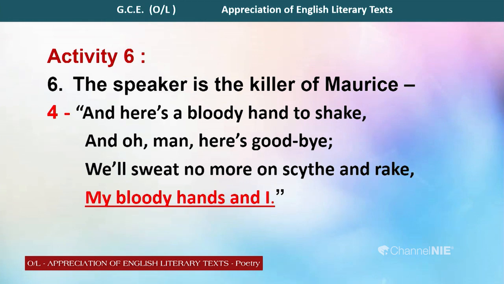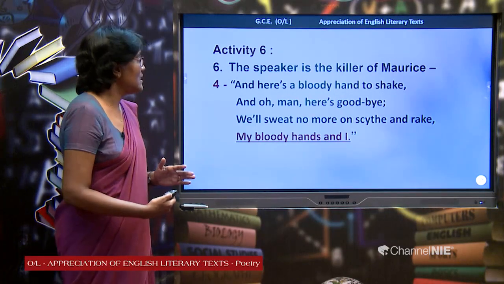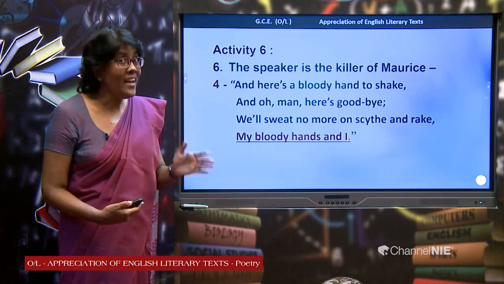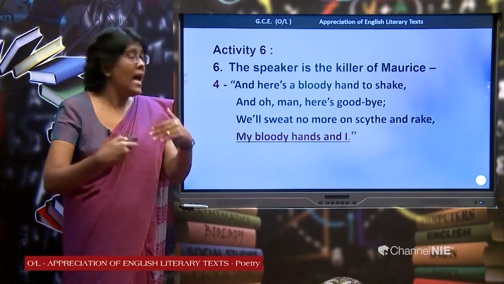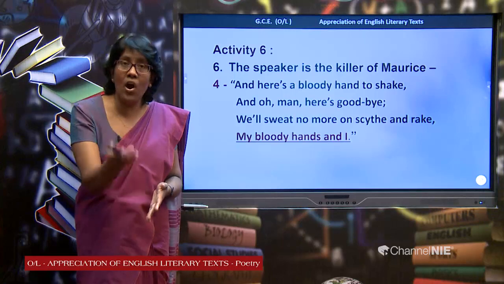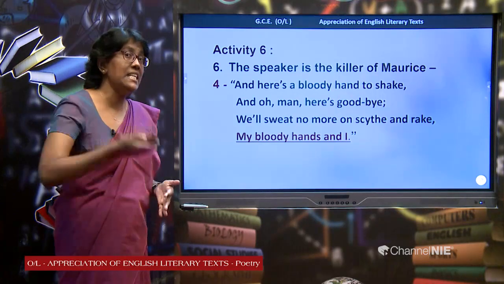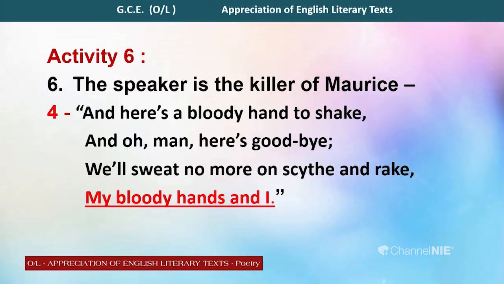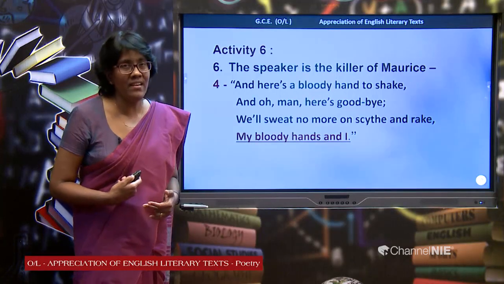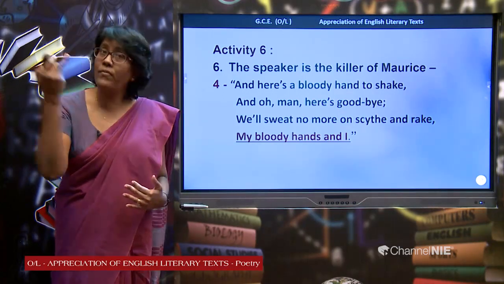You have a problem with this word Terence. So this man is Terence. And why does this speaker say goodbye? Because he says, and here's a bloody hand to shake. He cannot shake hands. Well, he says, here's goodbye. And in addition, he says, we'll sweat no more on scythe and rake. They were working together, having peace in his mind. He is not settled. He has to face the consequences of his action.